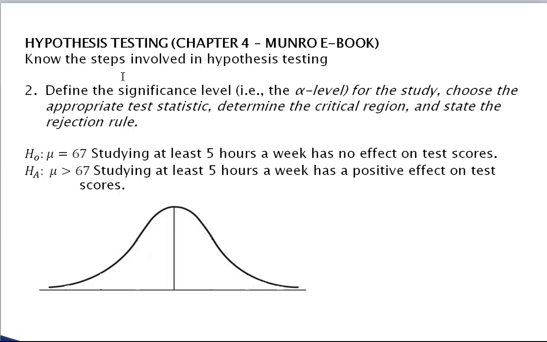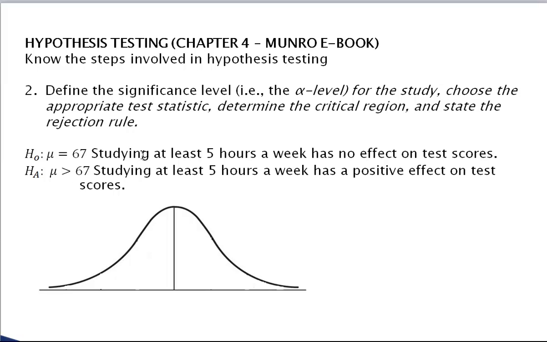So that was step number 1, where we wrote out the alternative and null hypothesis. And here I have them written in looking better. So we have mu, which is the population mean, equals 67 because that was the mean score. And then the alternative, so it doesn't change, it stays as such. And the alternative would mean that studying at least 5 hours a week has a positive effect on test scores. A positive effect meaning it increases. So the scores actually go above 67%.